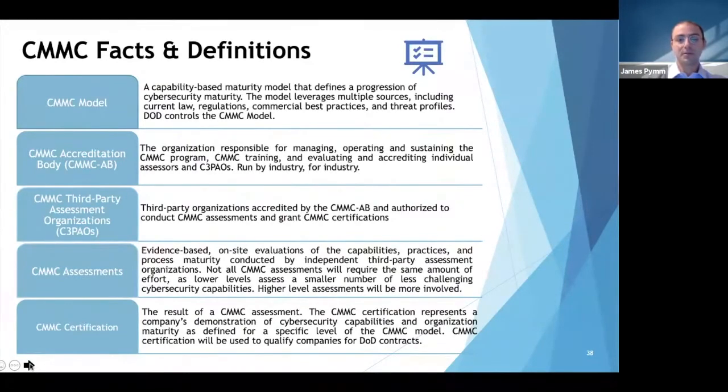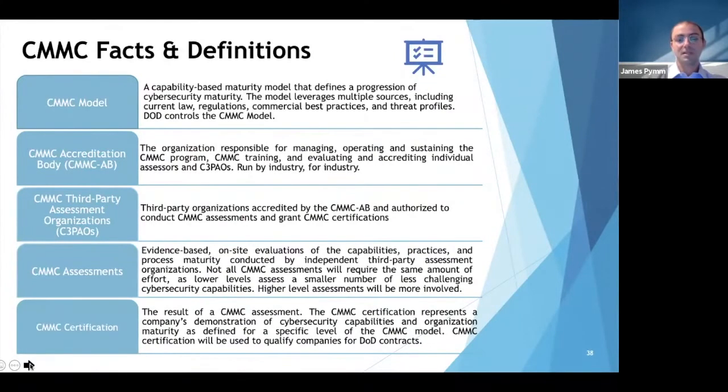And then we talked again about the C3PAOs. These are the organizations that you will actually request an assessment from. This process is very much in development, but we have a link to the CMMC marketplace, and you will be able to look up organizations that are C3PAOs. We'll touch a little bit more on that during the timeline.